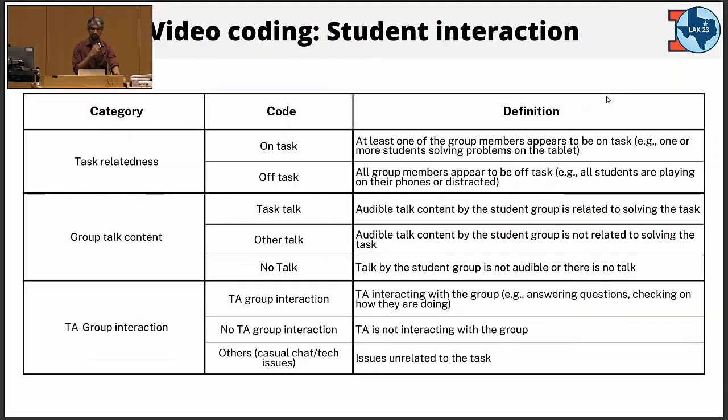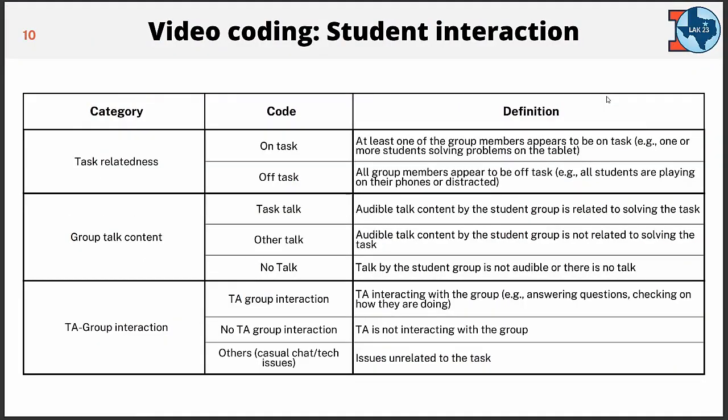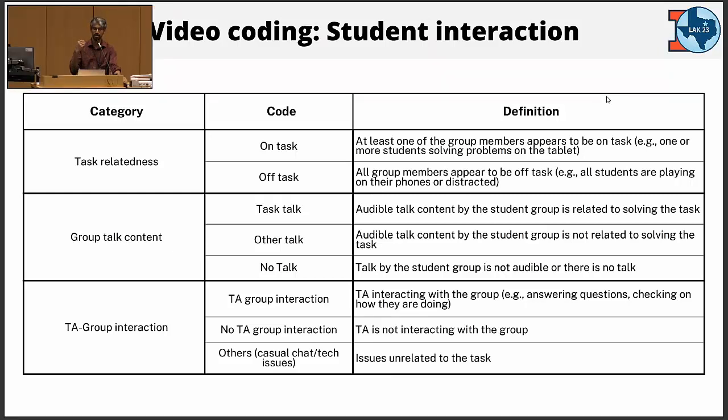So for the video coding, we looked at 3 different student interactions: task relatedness, whether they were working on task or off task; and the group talk content, whether they were talking about the task, talking about anything else, or whether there was no talk.